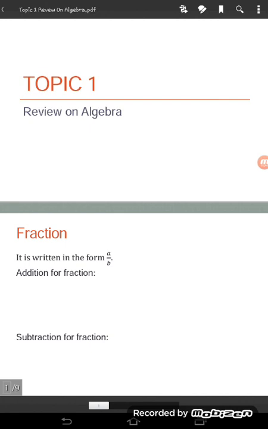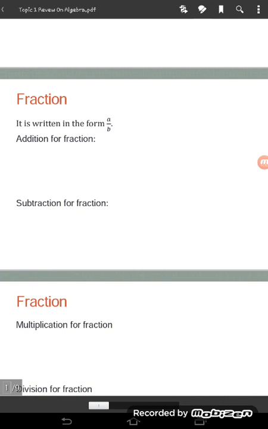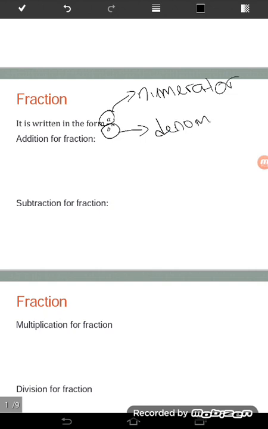Okay, so review on algebra. Fraction. What is a fraction? A fraction is a number that you can write in the form of a over b, where a is the numerator and b is the denominator.